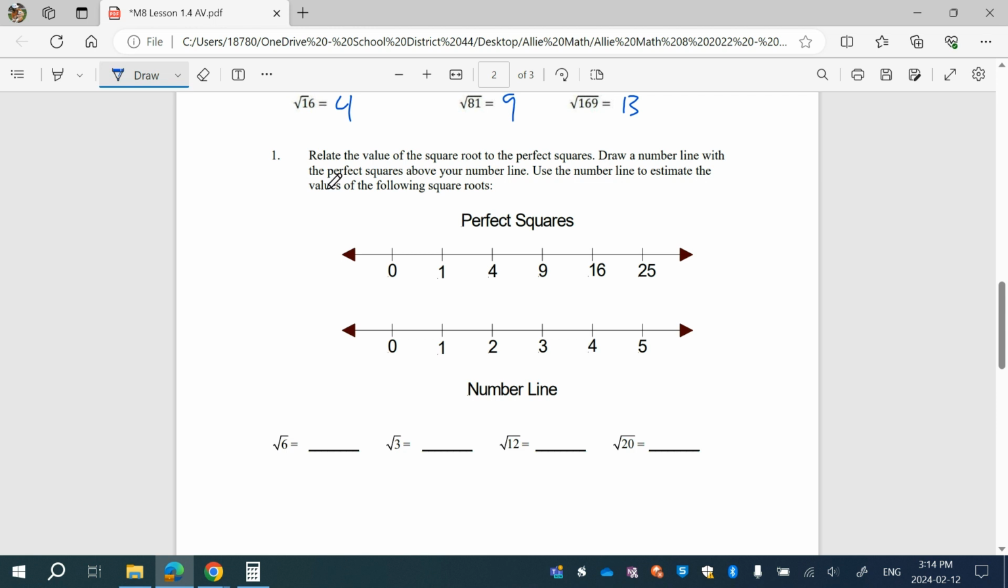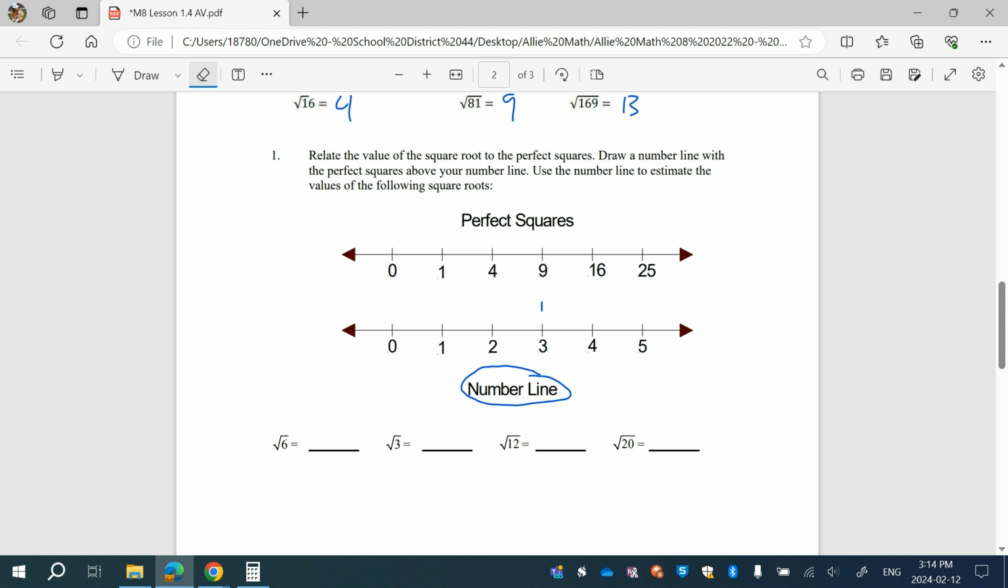So here are our perfect squares: 1, 4, 9, 16, 25. If we went on, 36, 49. And these are their corresponding numbers. So the square root of 4 is 2. The square root of 9 is 3. The square root of 16 is 4. Square root of 25 is 5. So those all correspond with these actual numbers. So let's use this information to estimate some square roots.